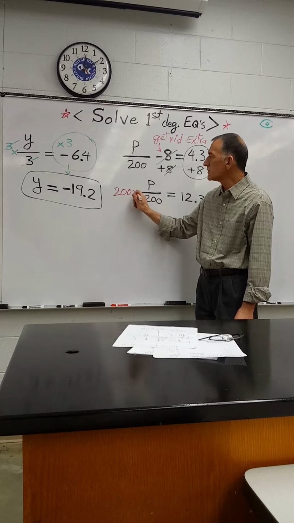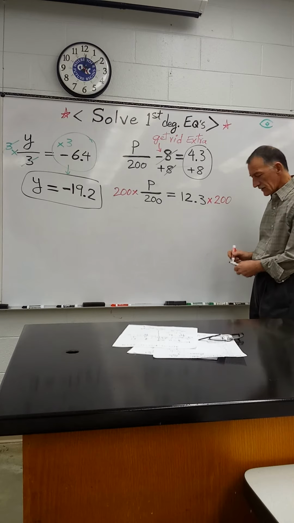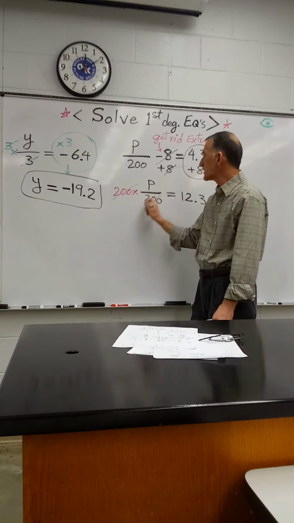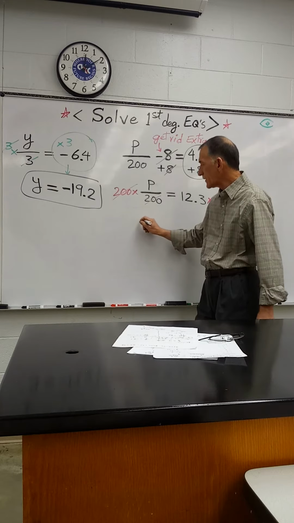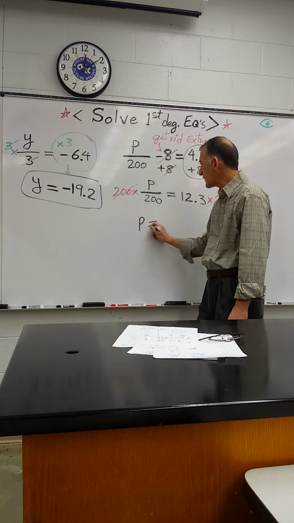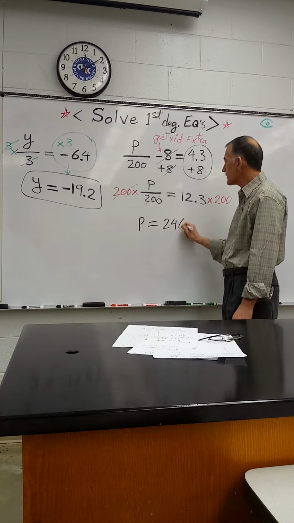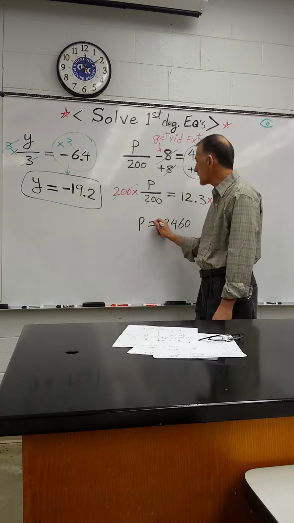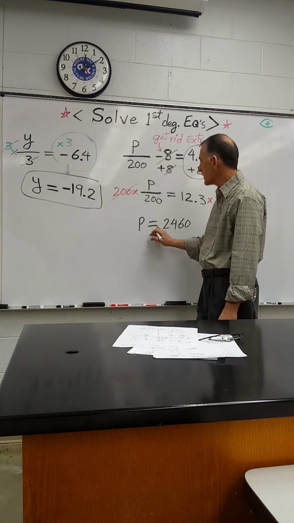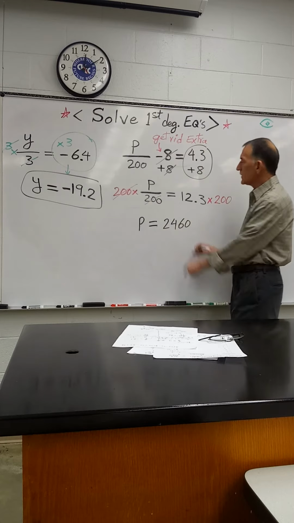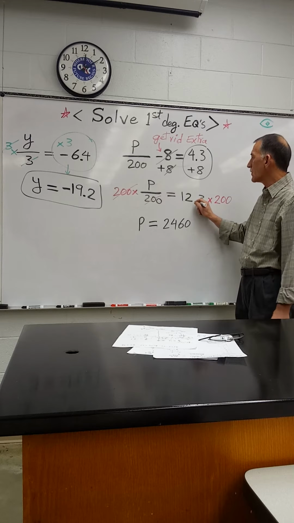So 200 times this, 200 times this, and then the 200 will cancel, P comes out alone, and on the other side, you do the math, and I believe it's going to be 2460. 2460. So there is your answer, 2460. But I'm not sure, so just double check on this and see if it is correct or not.